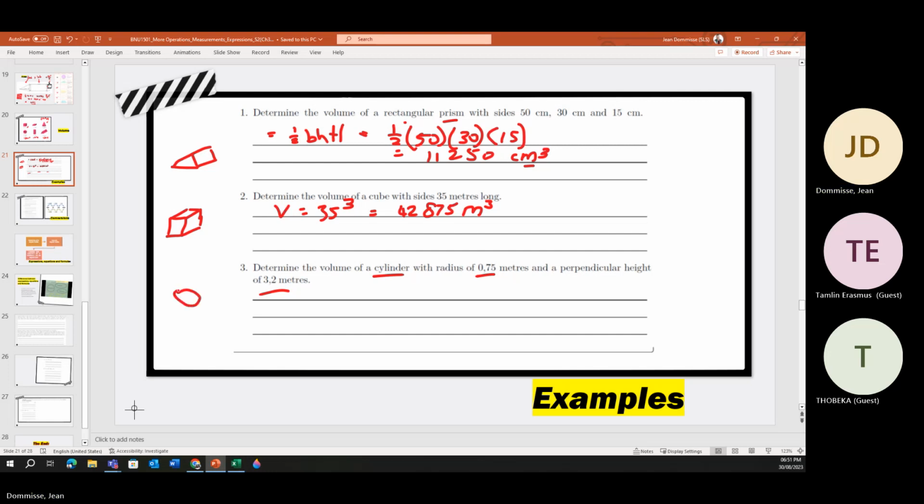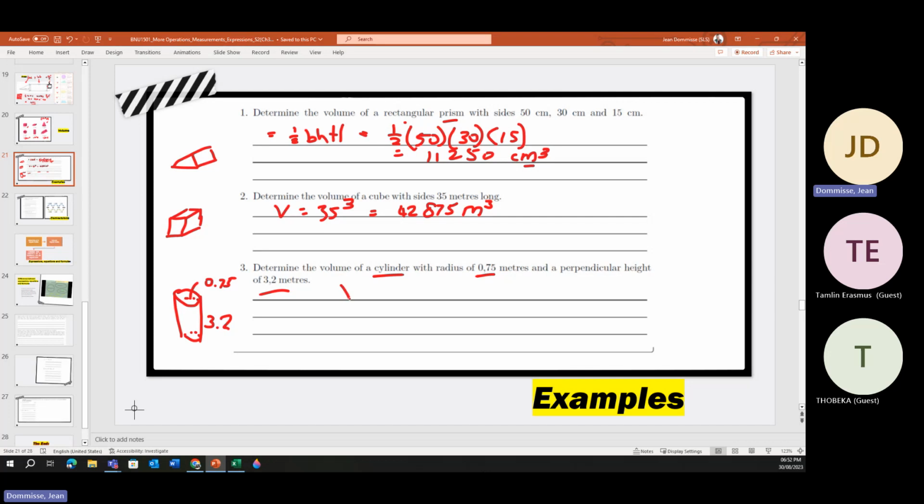So let's look. It's normally the more difficult one to draw. So height of 3.2 meters. That's high. And they tell us a radius there of 0.75. Okay, so in this instance, they gave us 0.75 meters. They could have said to us 750 centimeters. So just make sure that we have it in the right format.